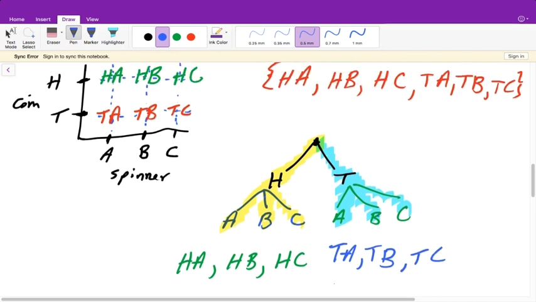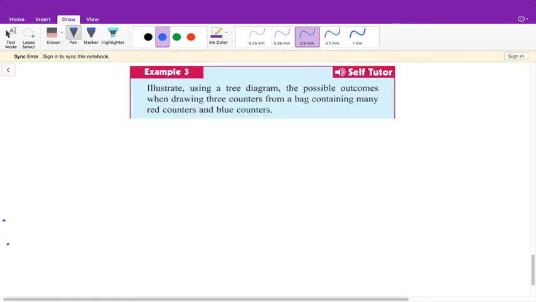All right, so regardless of which method you use, the grid or the tree, we still got the exact same results. That's why I don't care which method you use. There's one example, then we're done with this video. This example says to specifically use a tree. So illustrate, using a tree diagram, the possible outcomes when drawing 3 counters. That means 3 different events are happening. We're doing it 3 times, and the bag contains red counters or blue counters.